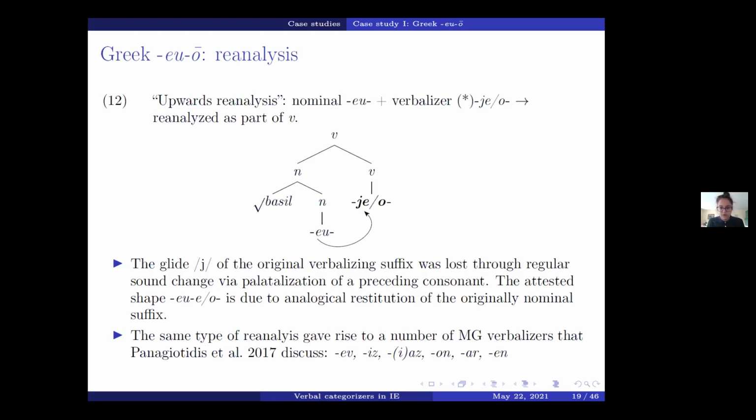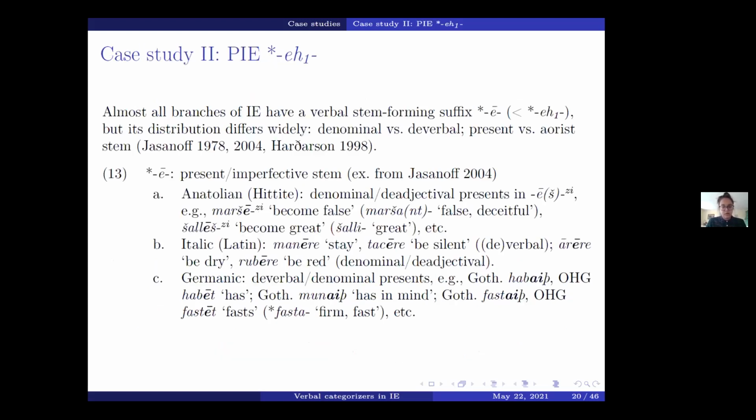There's some phonology going on here that we can talk about if you're interested. But crucially, this same type of upwards reanalysis apparently gave rise to a number of other modern Greek verbalizers that are very productive and that are also discussed by Panayotidis et al. The second case study shows, I think, the development of an inchoative verbal stem forming suffix from the adjectival verbs.